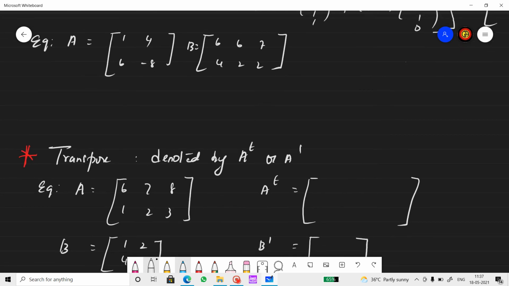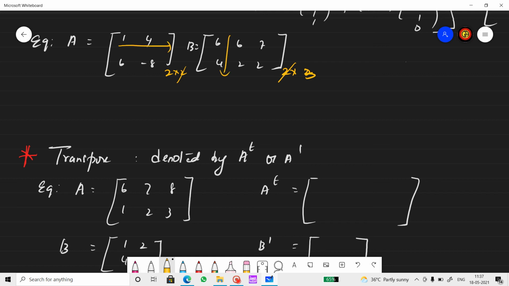One more example. This one is a 2 by 2 matrix. This one is also a 2 by 3 matrix, right? 2 by 2 and 2 by 3. Yes, I can multiply them because the number of columns matches with the number of rows. So, how do I do multiplication?